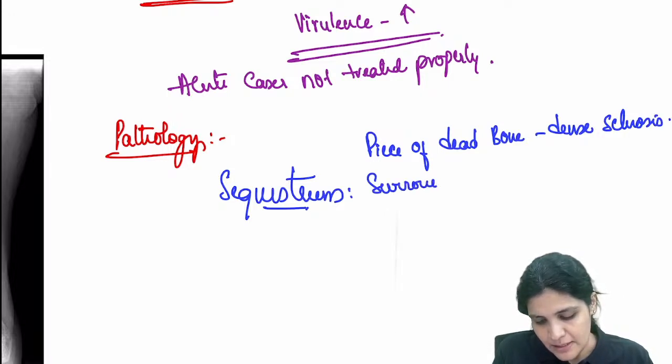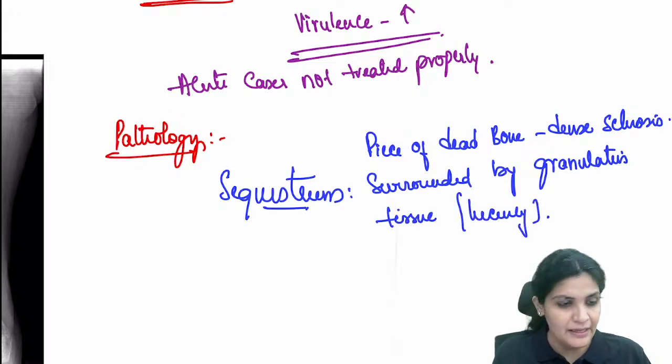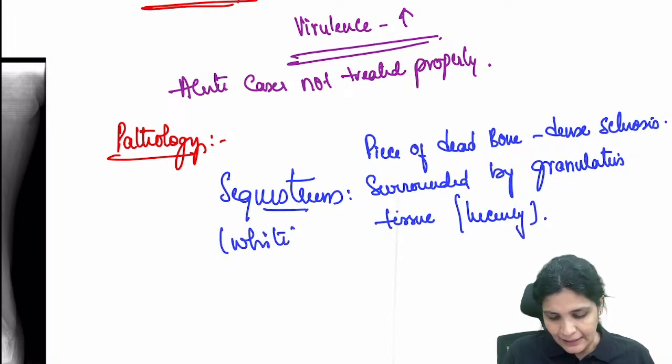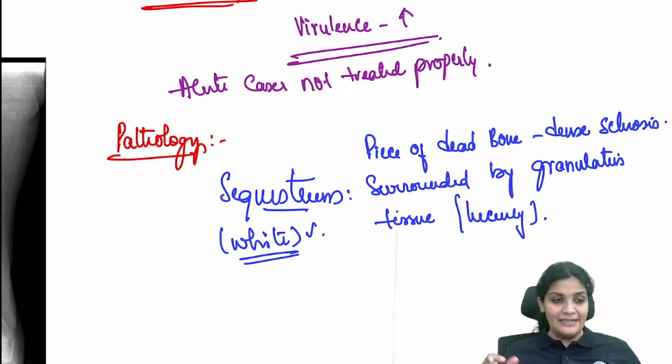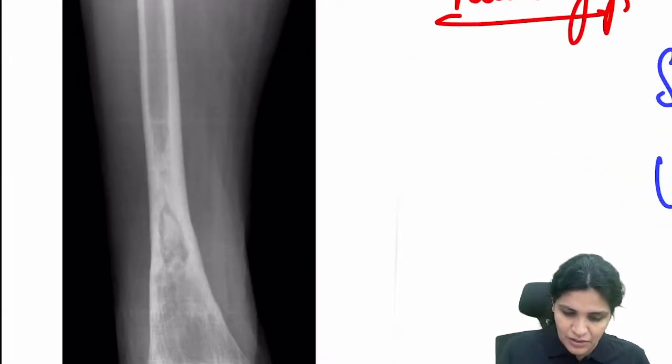which is surrounded by granulation tissue that presents as lucency on X-ray, right? So this is a piece of dead bone, so it is white and identified as dense sclerosis, but it is surrounded by granulation tissue. Now this appears as a lucent structure. So here you can identify this is your sequestrum, and this sequestrum is appearing dense.